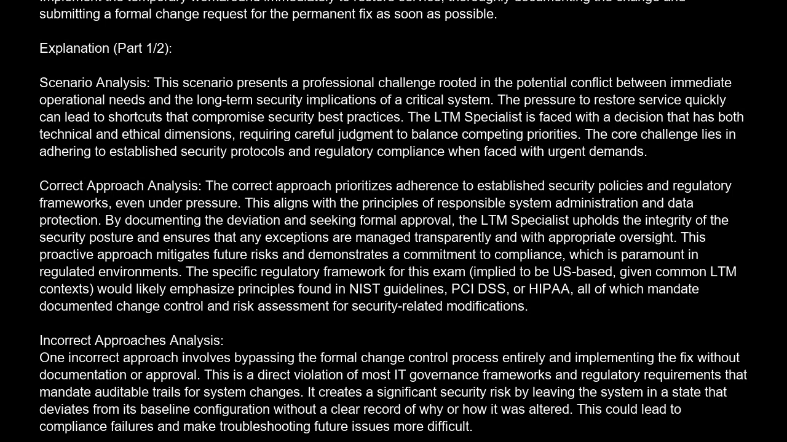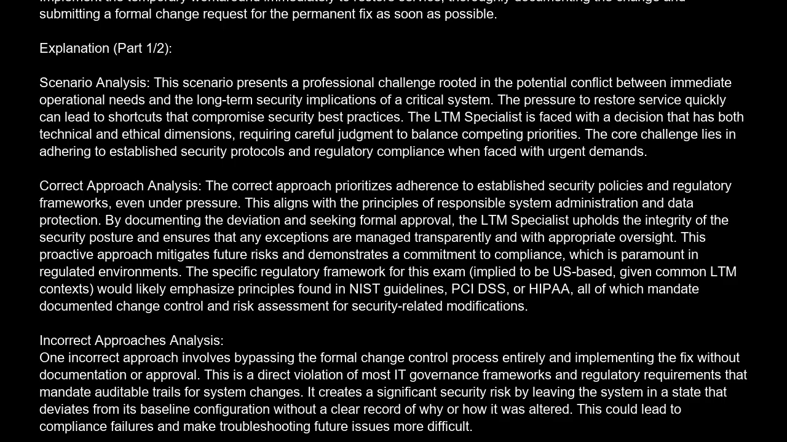The correct answer is C. Implement the temporary workaround immediately to restore service, thoroughly documenting the change, and submitting a formal change request for the permanent fix as soon as possible. Explanation. Scenario analysis. This scenario presents a professional challenge rooted in the potential conflict between immediate operational needs and the long-term security implications of a critical system.